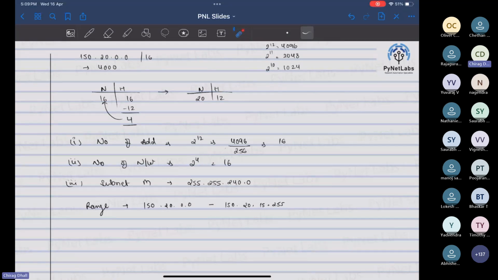So when you divide 4096 by 256, you'll get 16, right? I need 256 addresses 16 times. That's why my range can't be up to 11.255.